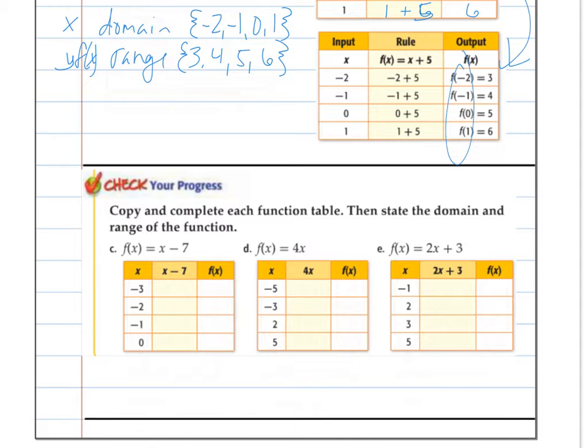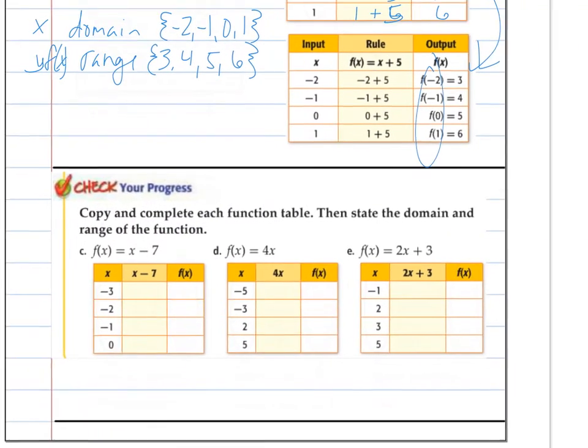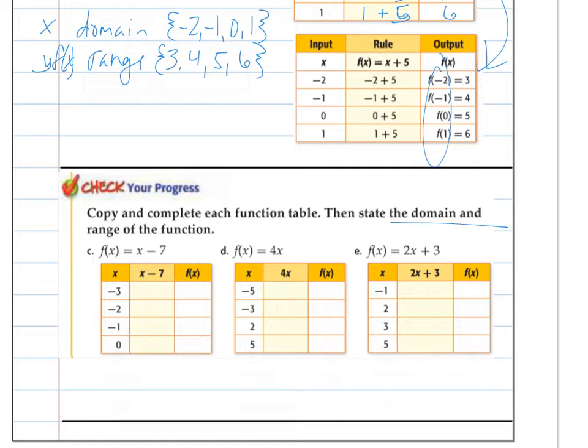So copy and complete each function table and then state the domain and the range of each function. So I plug in each value of x, and you might have to do some adding of the opposite. And I like to show that so you can see what my thinking is.